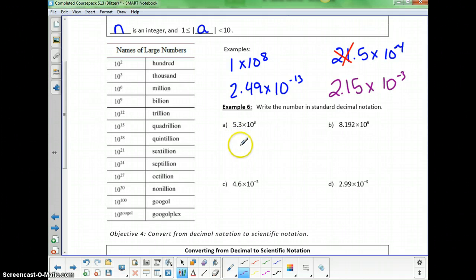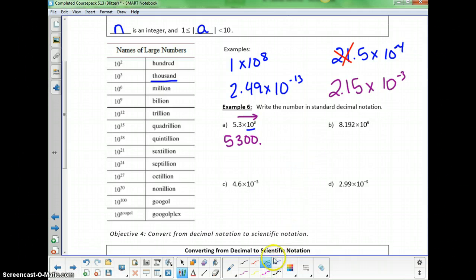Okay, so writing a number in standard decimal notation. When I multiply by 10 to the 3rd, that's going to make the decimal place move 3 places to the right, making the number larger. This is going to be 5, 1, 2, 3 places, putting it over here. So it would be 5,300. And this makes a bit of sense if we notice that 10 to the 3rd is supposed to represent thousands. So 5.3 thousand is 5,300.